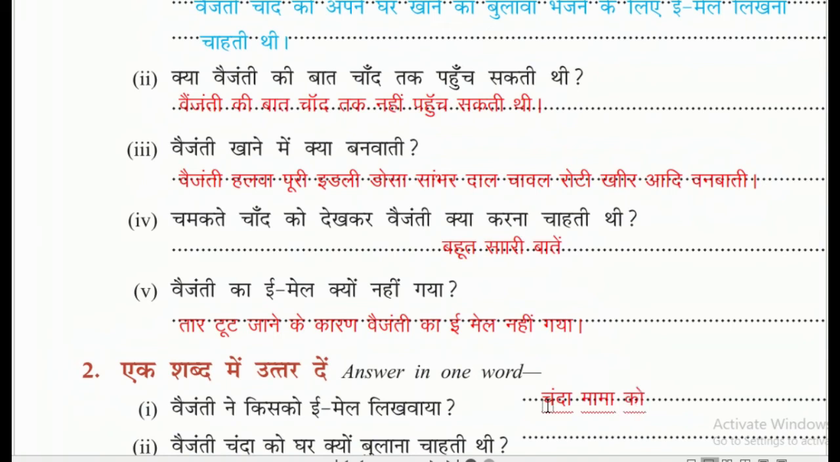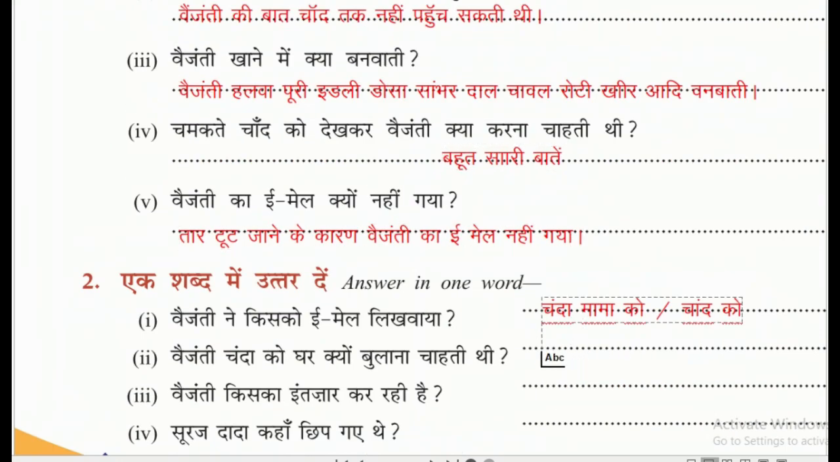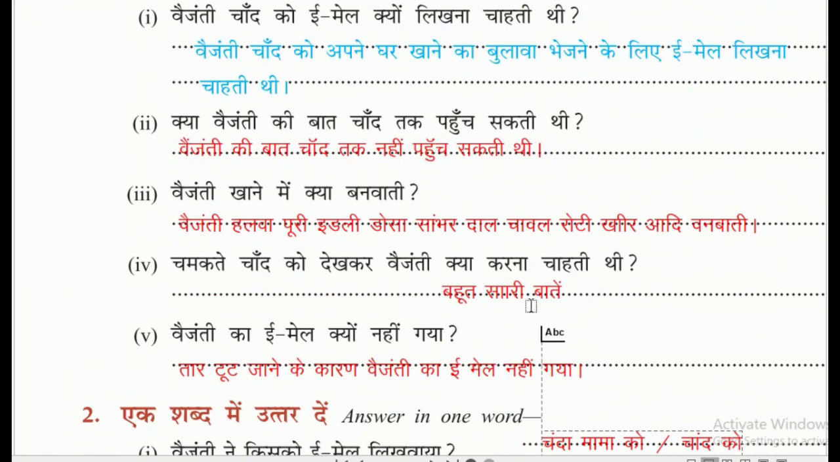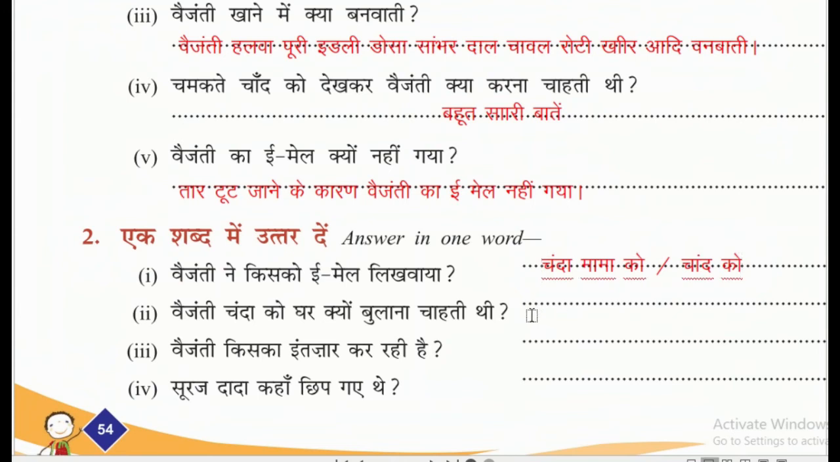Chanda Mama, or Chandra. Vaijanti wants to invite the moon. We already saw the first question. She writes a letter to invite for lunch. But why does she want to invite? She wants to talk with Chandamama. So the answer is bahut sari baatein, for both questions.